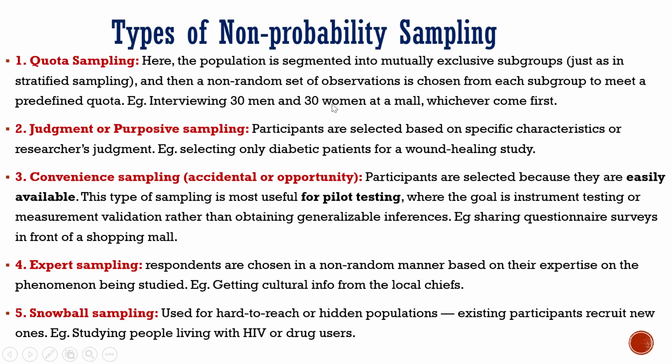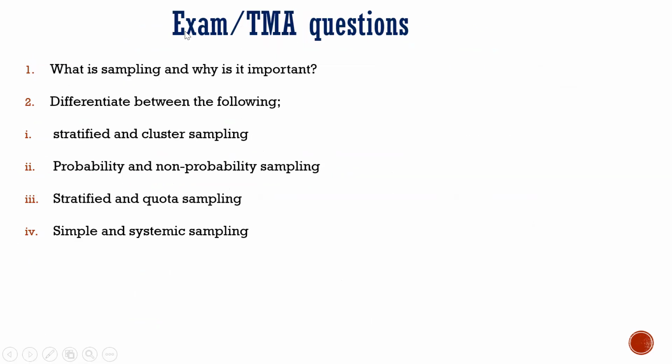So these are the different types of sampling, probability and non-probability, and I hope you're going to be able to recall them if any of them comes out in the exam hall. So let's check out our exam or TMA questions. Number one, what is sampling and why is sampling important? Number two, differentiate between the following: probability and non-probability sampling, stratified and cluster sampling, stratified and quota sampling, then simple and systematic sampling.